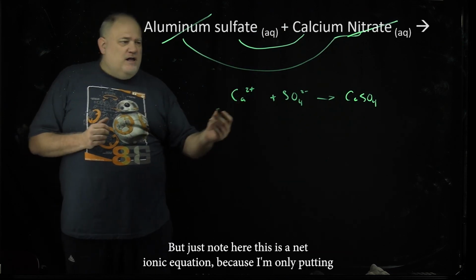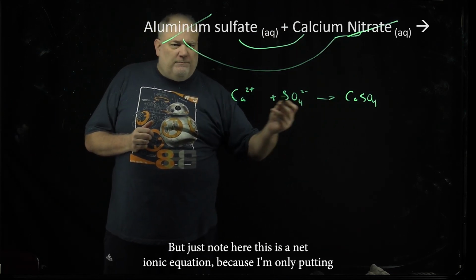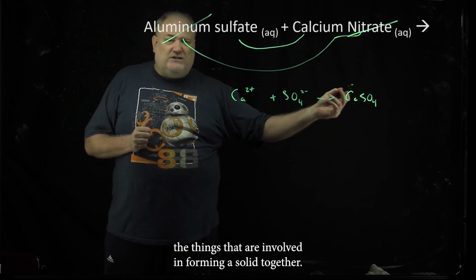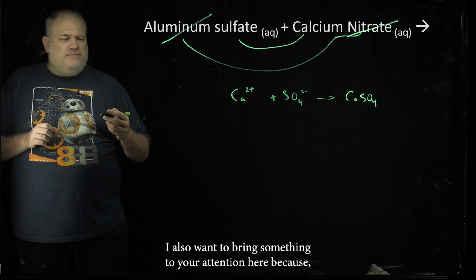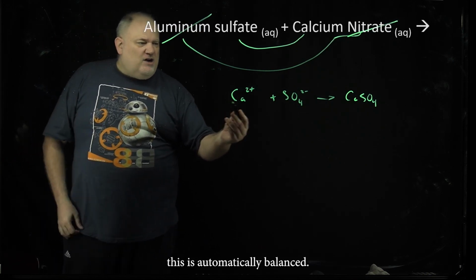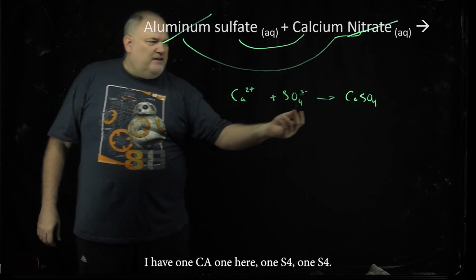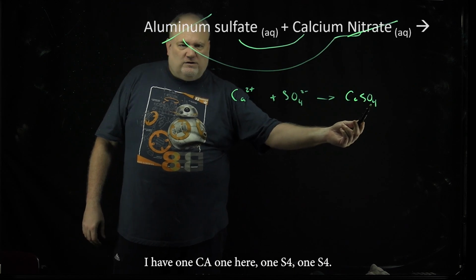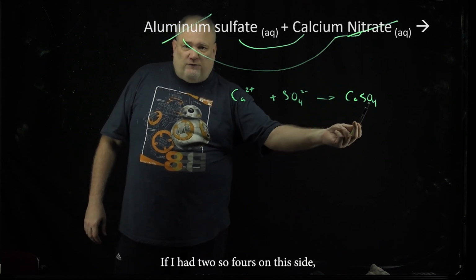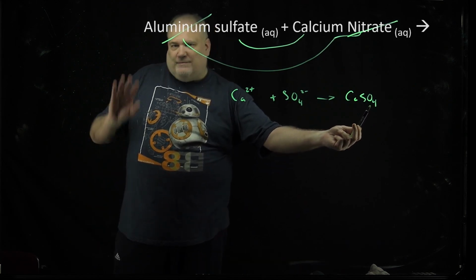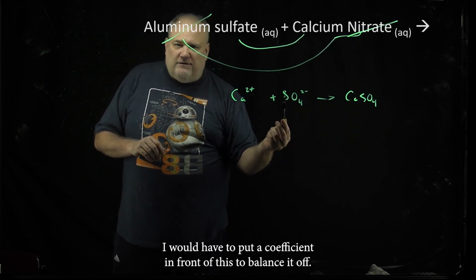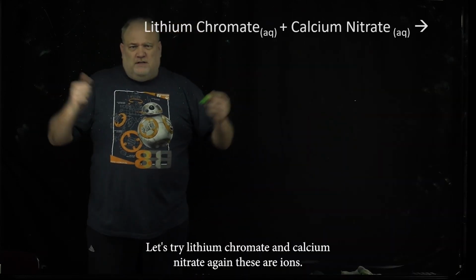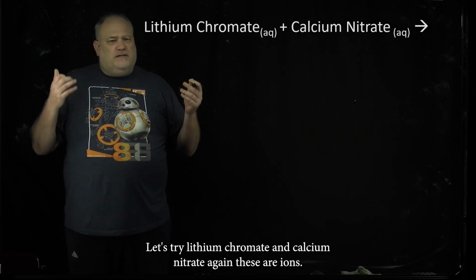Much less common is having both things form, and that can happen. But just note here, this is a net ionic equation because I'm only putting the things that are involved in forming a solid together. I also want to bring something to your attention here because this is automatically balanced. I have one Ca, one SO4, one SO4. If I had two SO4s on this side, work with me here, it's not this example, I would have to put a coefficient in front of this to balance it off. Let's try lithium chromate and calcium nitrate.